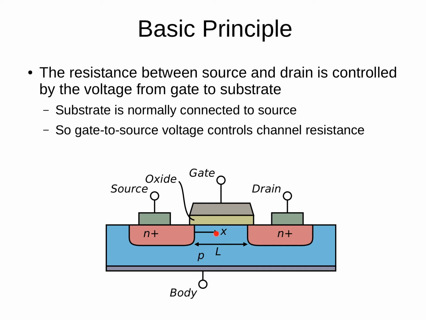Technically it's the gate to substrate voltage, but substrate and source are normally connected, so it's the gate to source voltage that determines the resistance of the channel. Now the channel is what connects the source and the drain. So as we change its resistance, we change how easy or how hard it is for current to flow from the source to the drain.